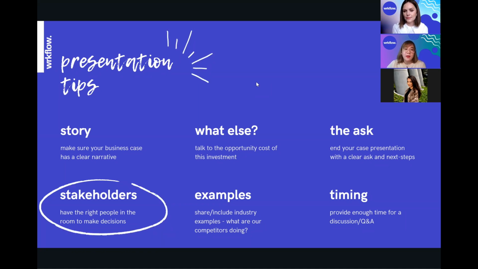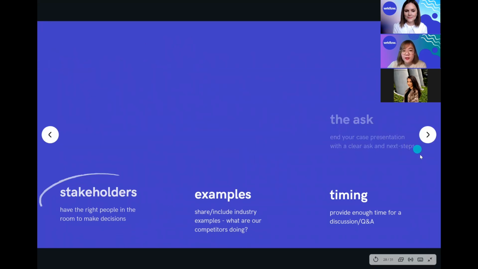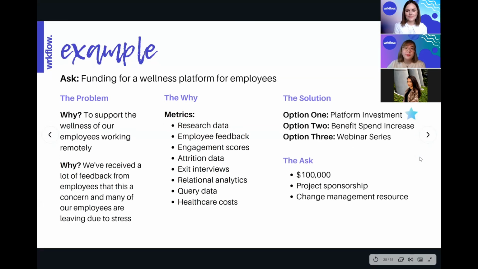And then timing. Provide enough time for discussion and Q&A. Clarify any doubts or concerns, and this will actually help your stakeholders make a decision on the way forward as well. So let's take a look at an example, as Sasha mentioned earlier, on funding for a wellness platform for employees. Here we first stated the problem, the why. Firstly, to support the wellness of our employees working remotely.